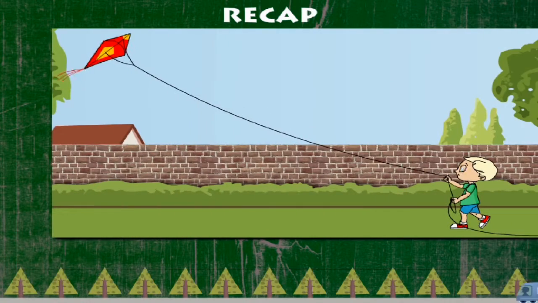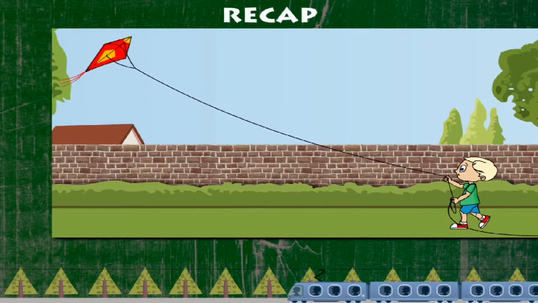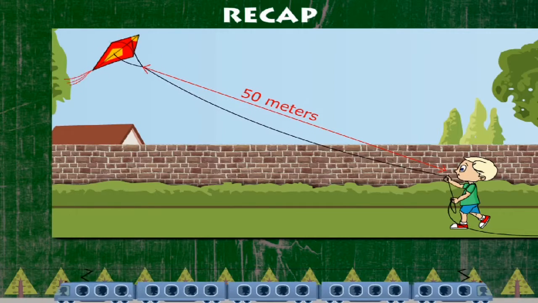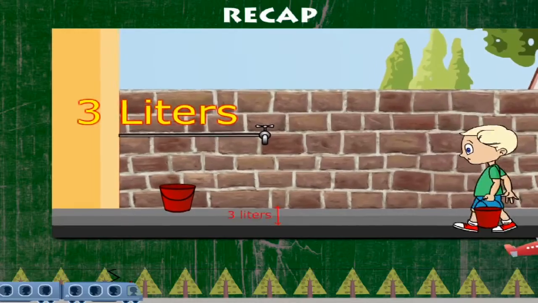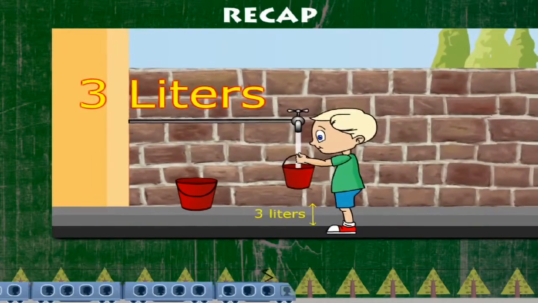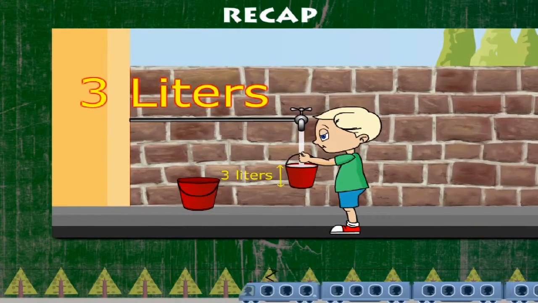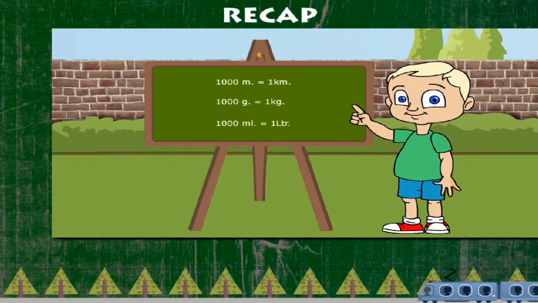Recap. Billy is flying a lovely red kite. The kite is 50 meters away from Billy. Meter is a unit of length. Billy goes to fill water. He takes 3 liters of water from the tap. Liter is a unit of volume.